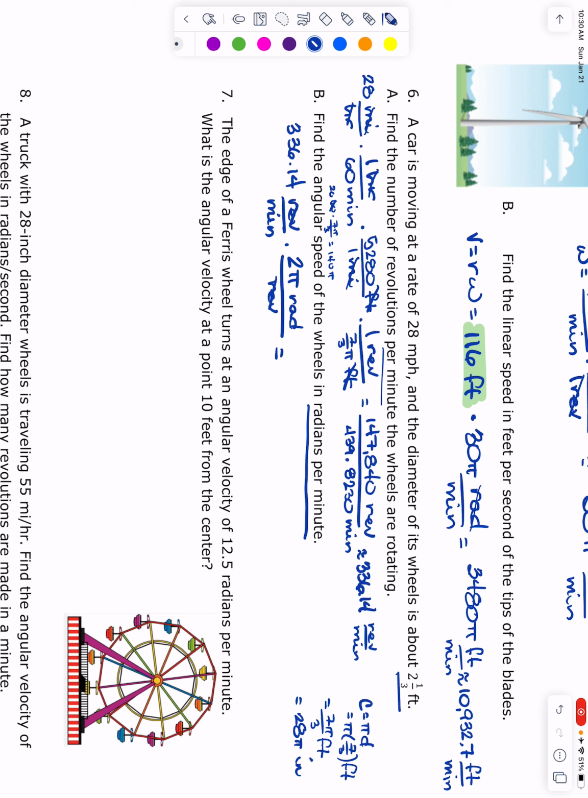So I'm going to go ahead and cancel, multiply everything out. I get 2,112.03 radians per minute. Again, comfort with that proportional reasoning is going to help.